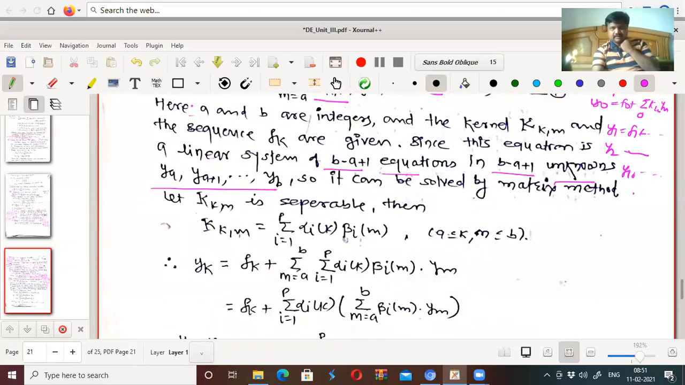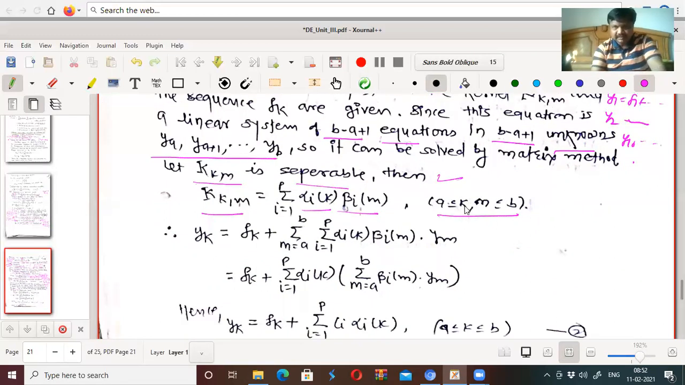Let K of k, m be a separable kernel, then K of k, m is summation from i equal to 1 to p alpha i k beta i m. As it is a separable kernel, that means it can be separated out like this: alpha 1 of k, beta 1 of m, plus alpha 2 of k, beta 2 of m, plus alpha 3 of k, beta 3 of m, and so on up to alpha p of k, beta p of m, where a is less than or equal to k, m less than or equal to b. K and m lie between a and b here.